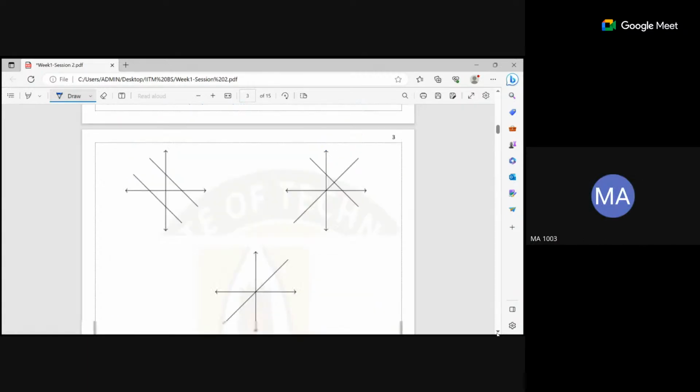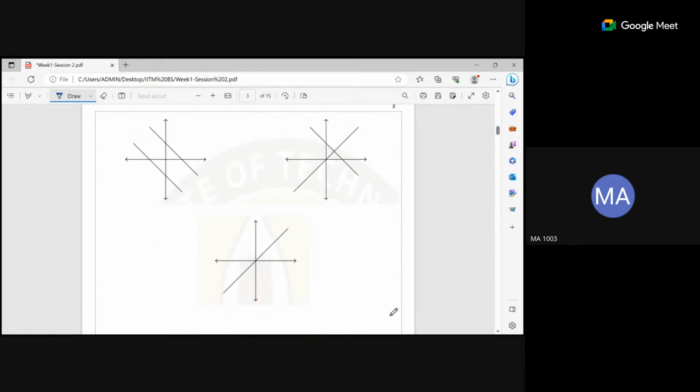So here you have three graphs. Can you say which one represents which type of solution? The first one has no solution, the second one has a unique solution, and the third one has infinitely many solutions. Here you see that these two lines are not intersecting, so there is no solution. These two are intersecting and this point is the unique solution.